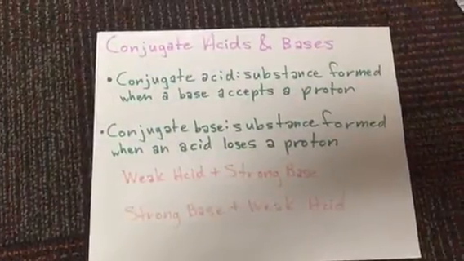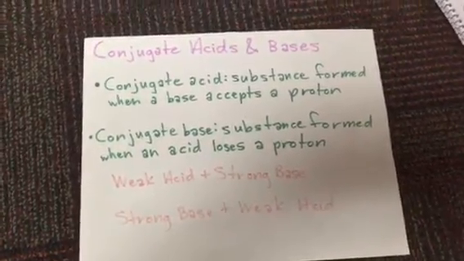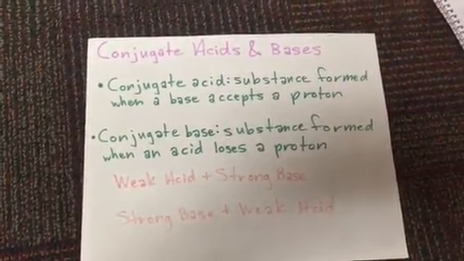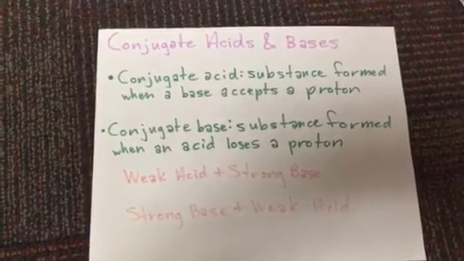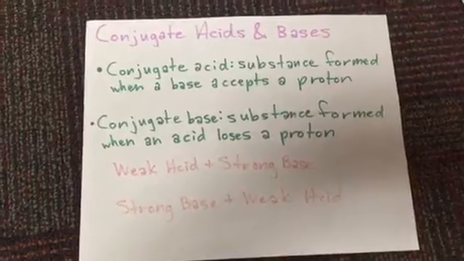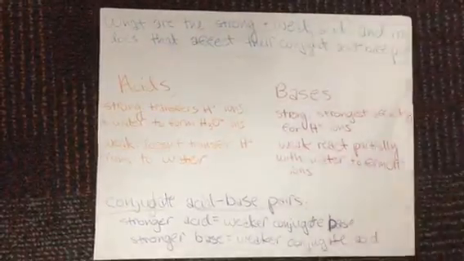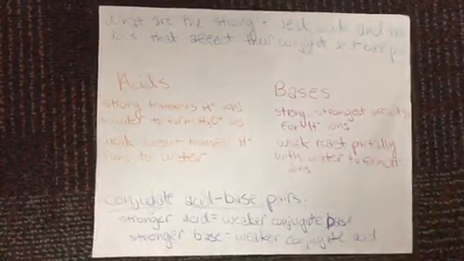A conjugate acid is a substance formed when a base accepts a proton from an acid. A conjugate base is a substance formed when an acid loses a proton. A weak acid pairs with a strong base, and a strong acid pairs with a weak base. What are the strong and weak acids, and how does that affect their conjugate acid-base pairs?